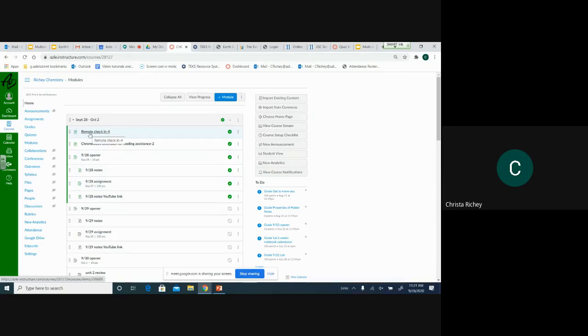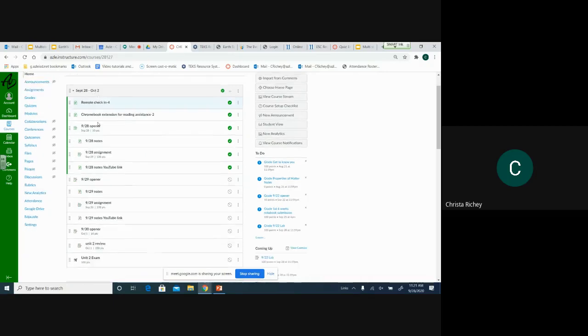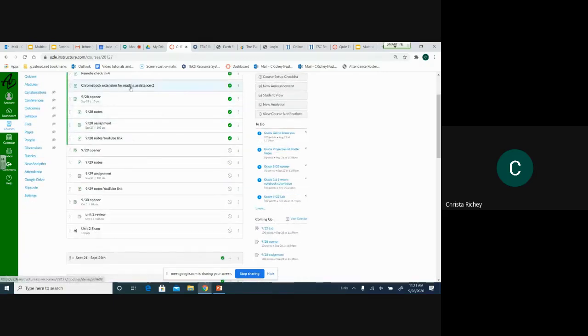if you need to go remote for whatever reason, like let's say you have contact with somebody who is positive for COVID, that's what this remote check-in is. It's what lets you link into my Google Meet. If you have any kind of modifications where you need to have things read to you through your Chromebook, I put that in there. It's just an extension.